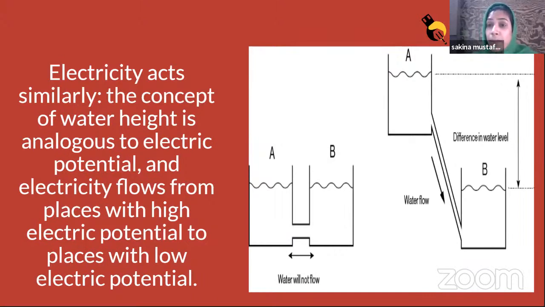So the same applies to electric current. Electricity acts similarly. The concept of water height is analogous to electric potential. It means electricity flows from places with high electric potential to low electric potential. So electricity also acts the same. I was using a pipe, and the flow of water from the pipe was too much.